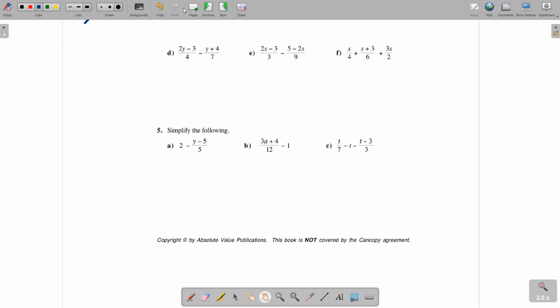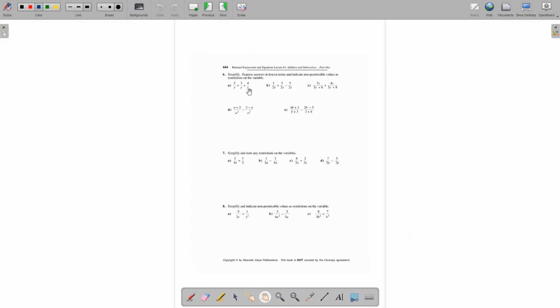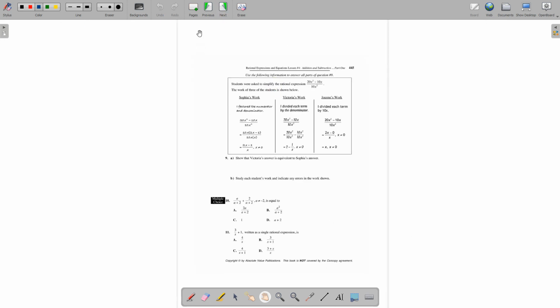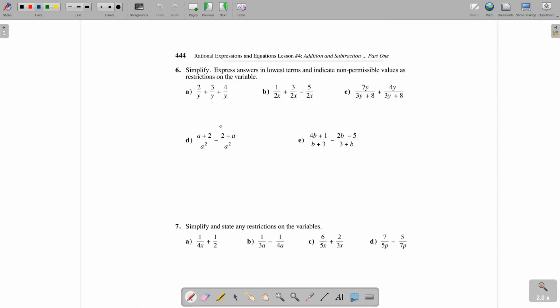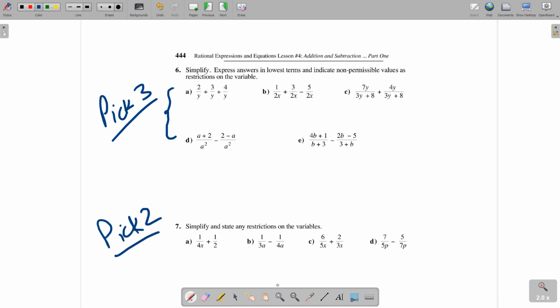Question 5, we're going to leave that one for now. I don't like the ones that have non-denominators. Question 6, previous page. Don't skip too fast. Question 6. These are the nice easy ones. Yes, you should be practicing all of question 6. And honestly, you should pick 3. Okay, 7. You got A, B, C, D. Pick 2 of A, B, C, D.